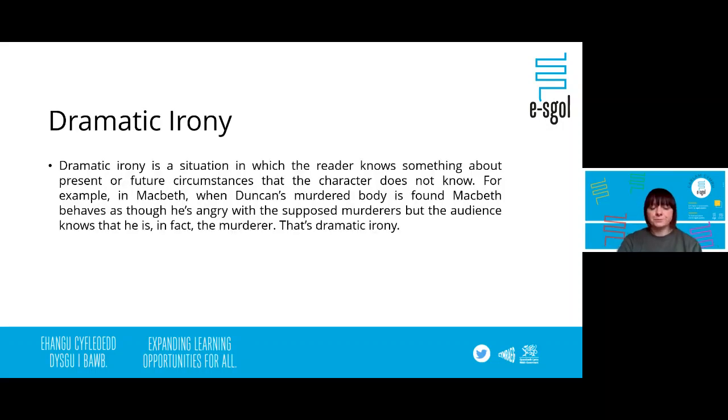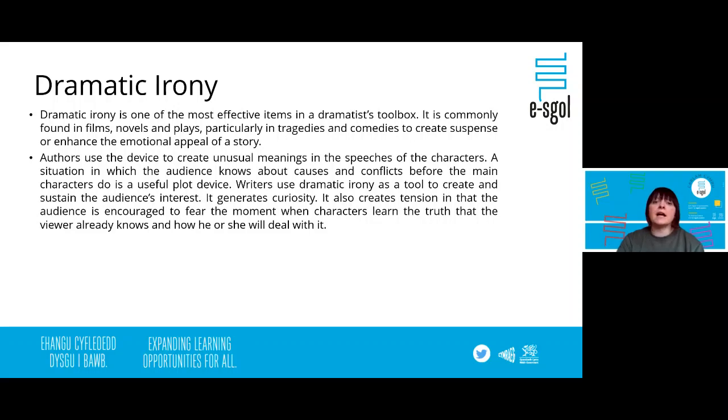So another technique that you may be able to pick up on is the use of dramatic irony. It's where the reader or the audience knows something about the present or future circumstances that the character on stage doesn't know about. It's possibly one of the most effective techniques that a dramatist can use, found in films, for example, novels, plays, and the device is used intentionally in order to create some sort of unusual or conflicting meanings, sometimes in the speeches of characters.